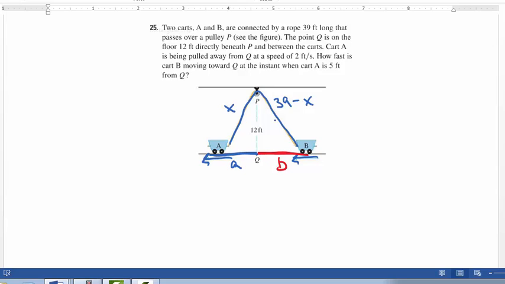So what we're going to do first, we're going to use this left-hand right triangle and say, all right, well, I know that a squared plus 12 squared equals x squared, right? So I know a squared plus 12 squared equals x squared. And you always need an equation that's going to relate the quantities, right? If you don't have that, then you're beat. So this is really kind of like our starting point. Get the equation that relates the quantities. And what do I know? I know that cart A is being pulled away from Q at a speed of 2 feet per second. So in other words, A is getting bigger.